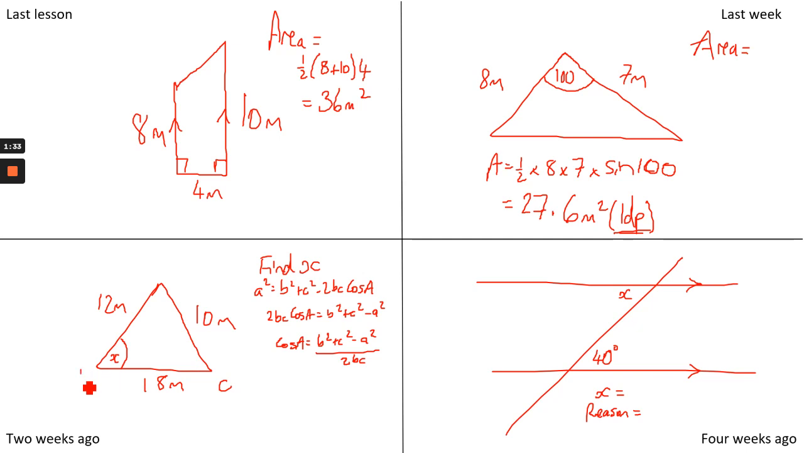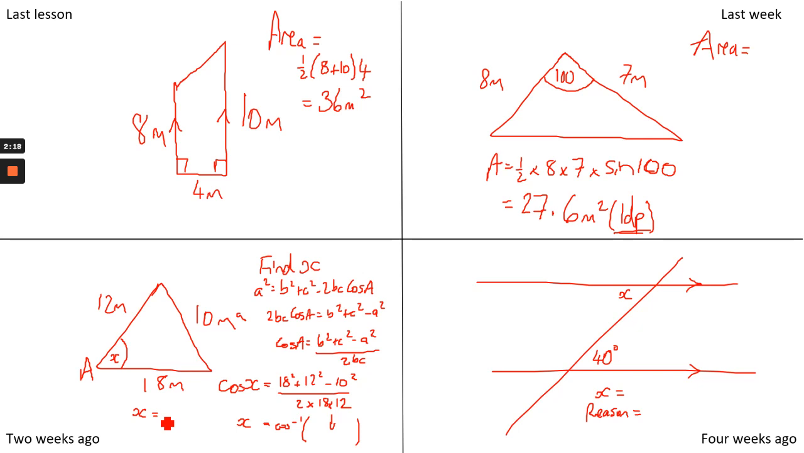So then I can say, well, if this is a, b and c can be interchangeable. So we've got cos x is equal to 18 squared plus 12 squared subtract 10 squared divided by 2 times 18 times 12. If we do cos to the minus 1, the inverse of all of this, that's going to tell us what x is. So if I just type that into my calculator, cos to the power of minus 1, 18 squared plus 12 squared subtract 10 squared, all divided by 2 times 18 times 12.